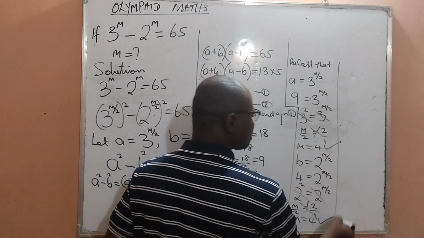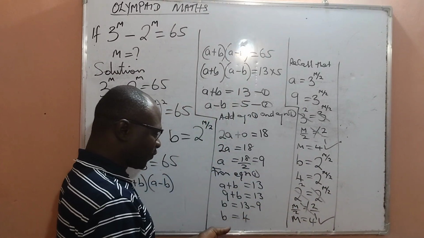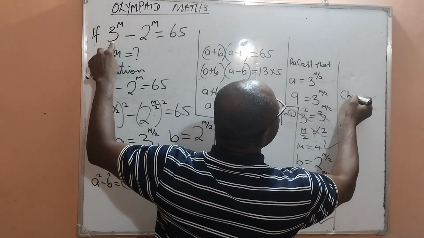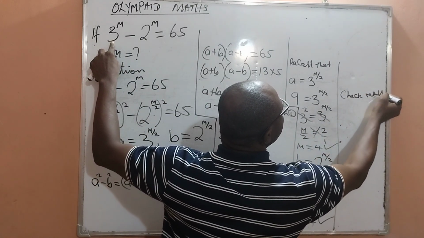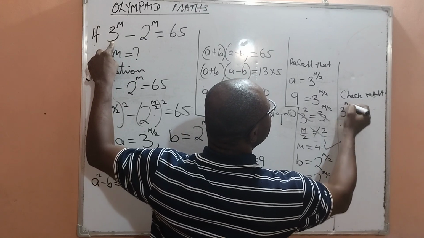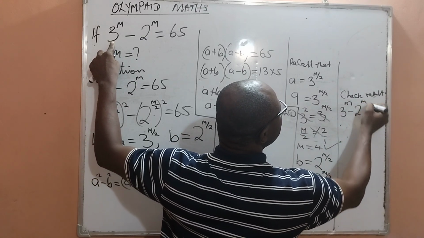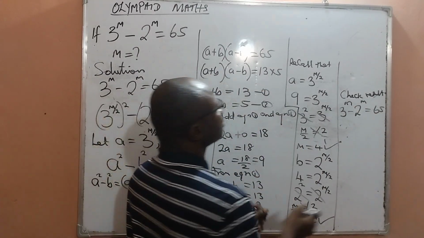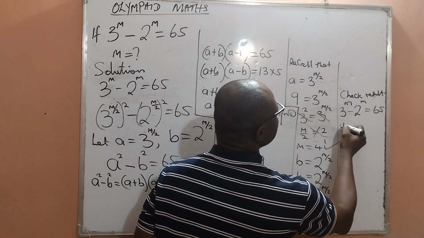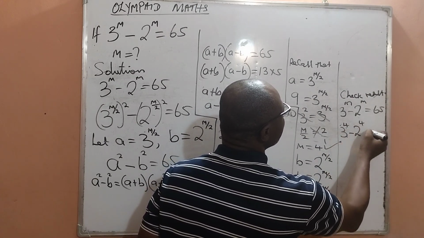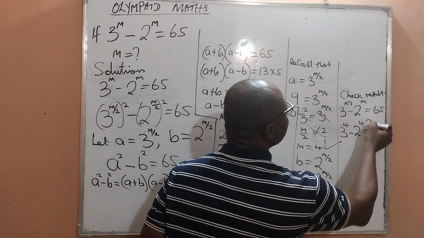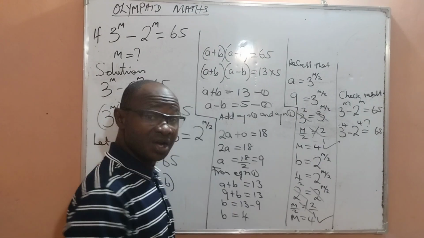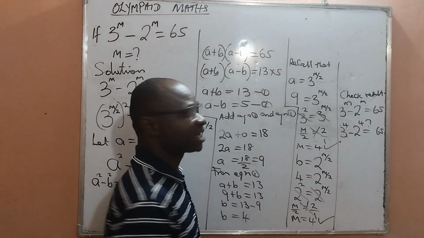A quick one, let us check the result from the original question to see if m is correct. I am given 3 raised to the power m minus 2 raised to the power m equal to 65. I want to verify if it is correct. So with m as 4, 3 raised to the power 4 minus 2 raised to the power 4. Will this be equal to 65? That is what I want to find out, if the left hand side will be equal to what is given by the right hand side, to authenticate the answer that we have gotten.